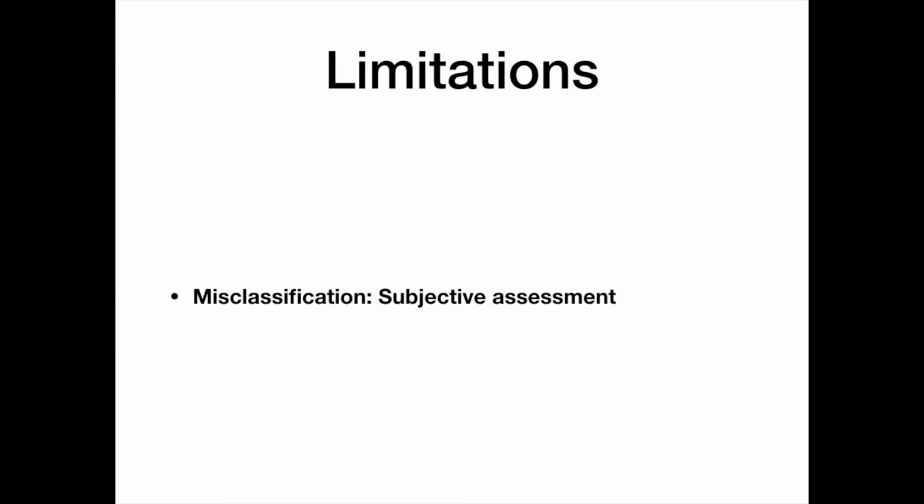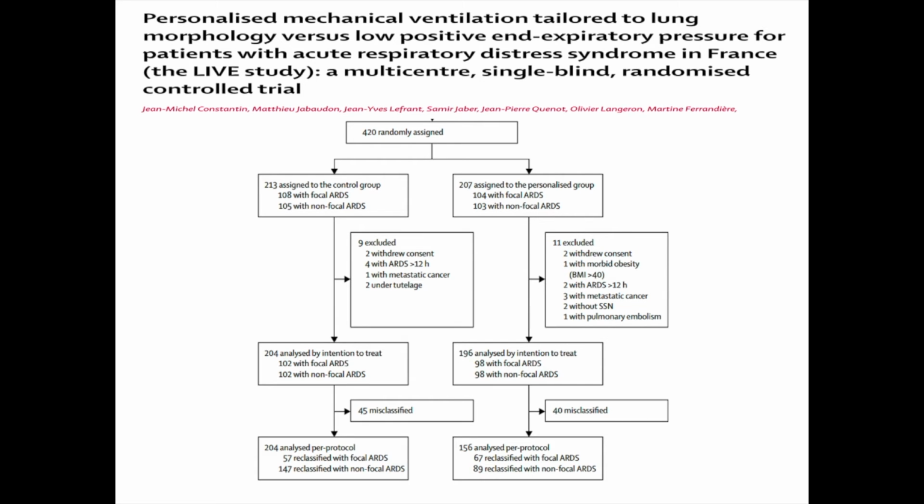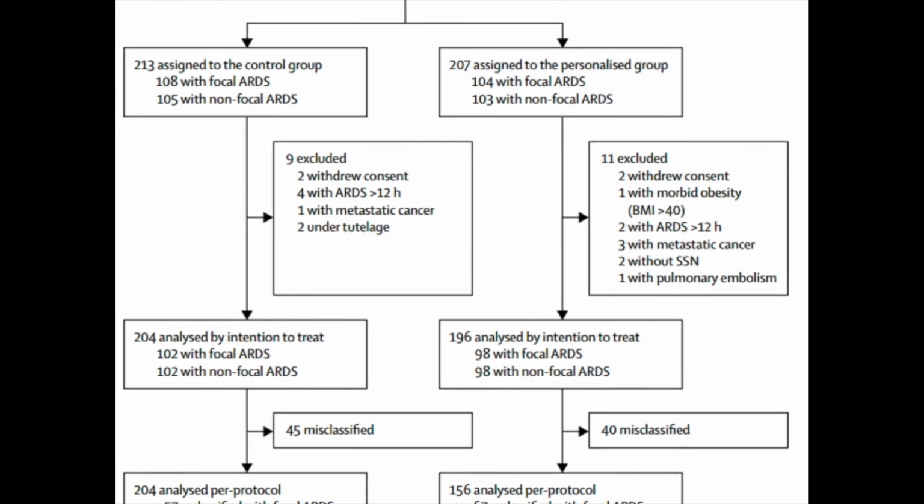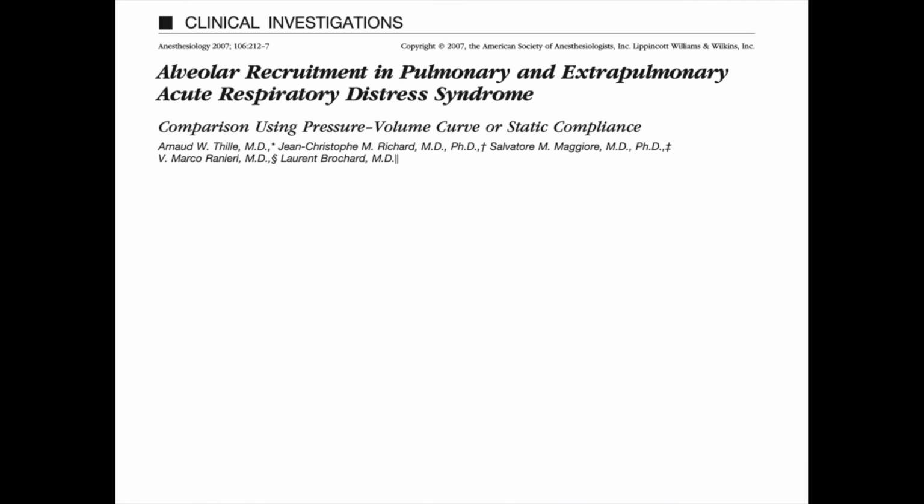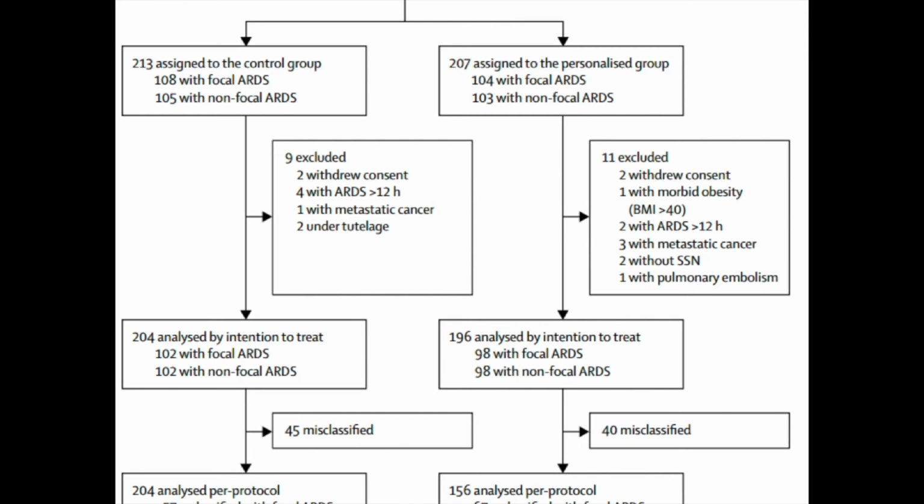I'll cite 2 examples. The first one is this particular study that is called the LIVE study. It was published in 2019. We'll go into the details of this particular study, but the thing that I want to focus on is the fact that nearly 20% of the patients had been misclassified. So as we can see here, nearly 20% of the patients were misclassified into the wrong groups.